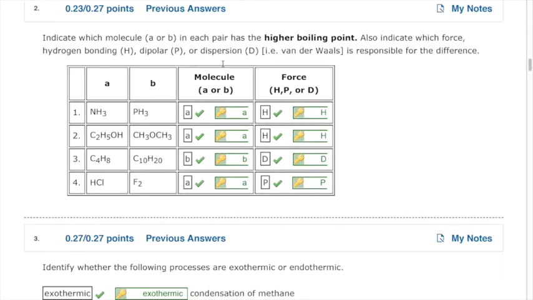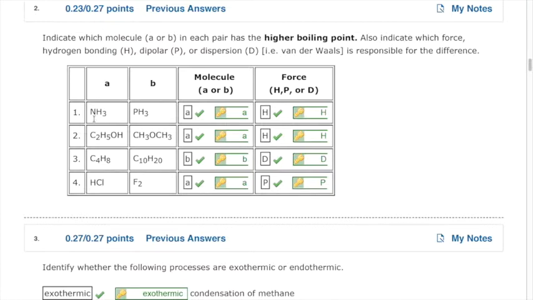So basically, we're going to see examples of hydrogen bonding being stronger than dipole and dipole being stronger than dispersion, but then within examples of pairs that have the same stronger force, there's also trends there. Let's just jump into the problem here.